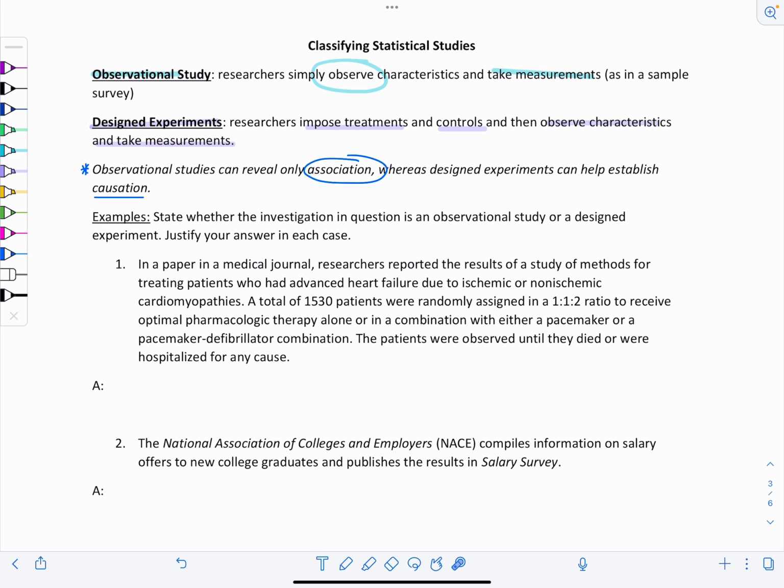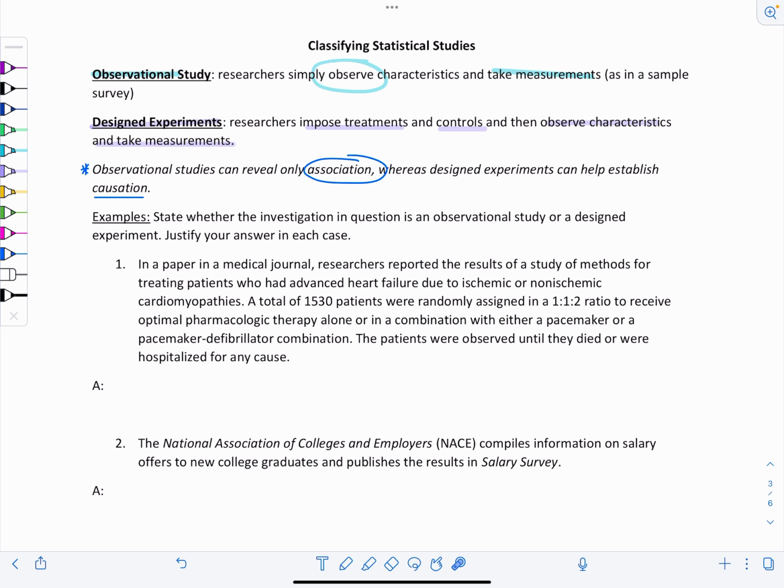In a paper in a medical journal, researchers reported the result of a study of methods for treating patients who had advanced heart failure due to ischemic or non-ischemic cardiomyopathies. A total of 1,530 patients were randomly assigned in a 1:1:2 ratio to receive optimal pharmacologic therapy alone or in combination with either a pacemaker or a pacemaker defibrillator combination. The patients were observed until they died or were hospitalized for any cause.